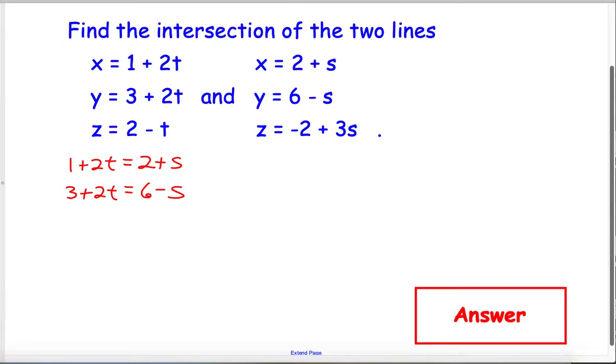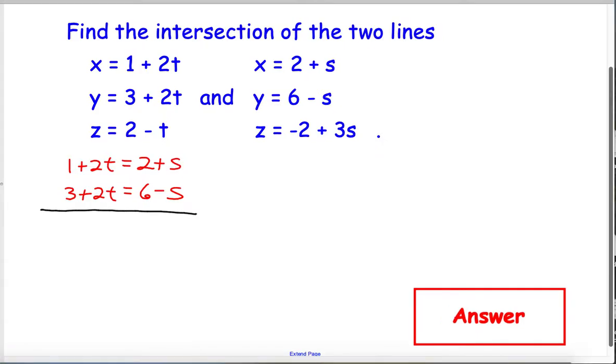We'll solve this system. We'll get a solution for s and t that'll make x and y's equal. Then we're going to have to plug in and see if the z's are also equal. And if they're not, then we don't have a solution to this system. So, how do we solve this one? Well, I think elimination would be really easy. We'll just add the two equations together. And we get 4 plus 4t is equal to 8, and the s's cancel out. So then when I solve this for t, I'm going to get t is equal to 1.